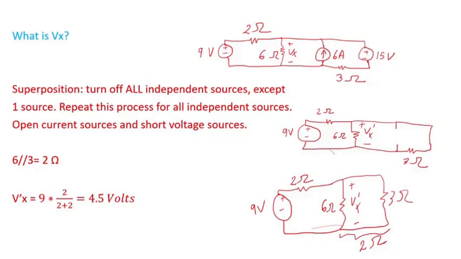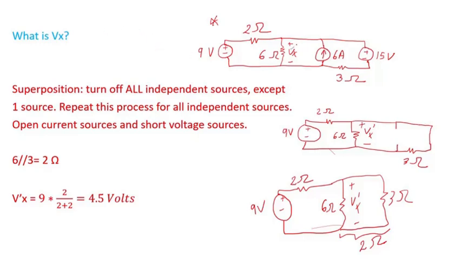In this video, I'll go through a quick example of how to use superposition, which is an important concept when analyzing circuits. In this example, I have this circuit that I'm showing here: a 9-volt DC source, these resistances, another 6 amp source, and a 15-volt DC source.